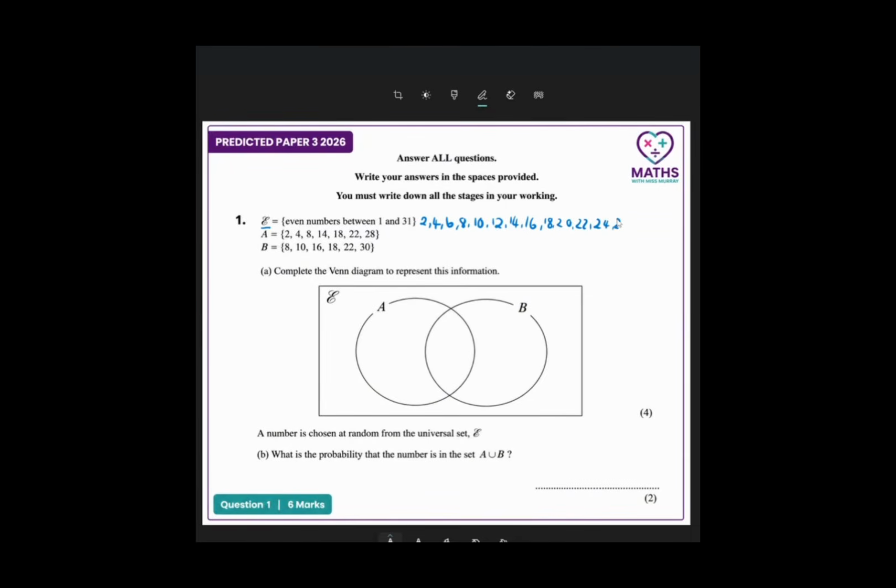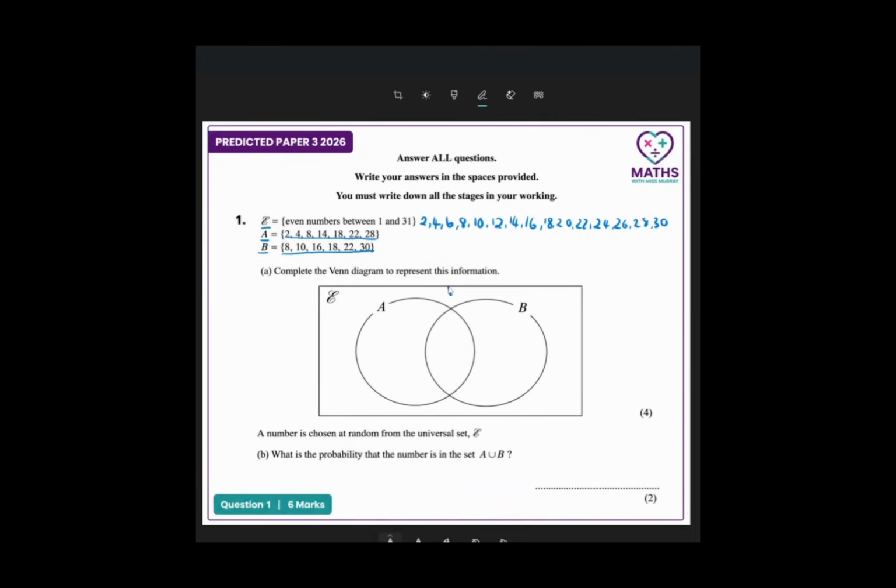And the reason that I'm doing this is because it's then easy to check that you've got all the numbers, because it's very easy in an exam when you're under pressure to miss things. So if you've got them all there, you can cross them out as you go, and make sure that you've got every single number in the diagram. So A is going to have this set of numbers here, and B is going to have this set of numbers here. So we've got to put those in the diagram.